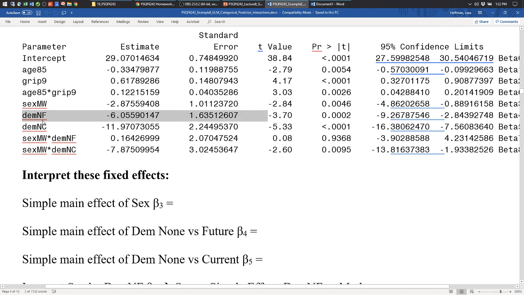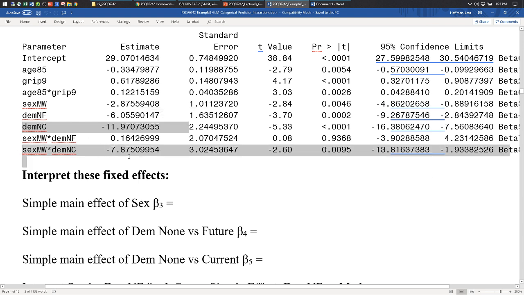This is the difference between none and future dementia in the men. This interaction term does what to it in the women? Less negative, smaller. And this is the difference between none and current in the men. In the women, what does this interaction term do to it? Less negative. Yeah, this is more negative, bigger.